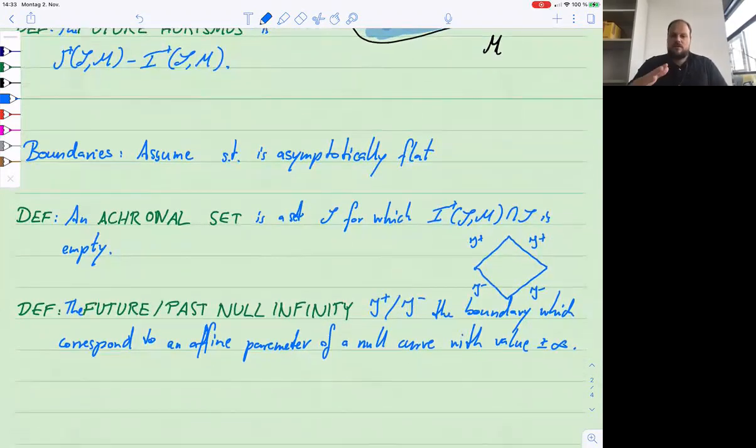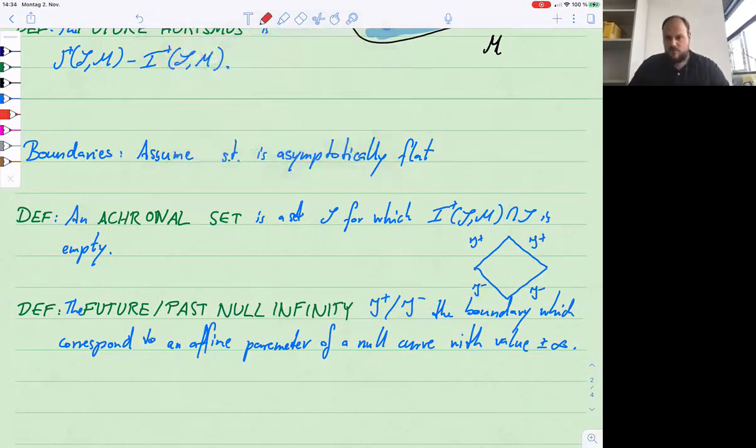Okay, so this set is an acronal set for sure because it's a null surface. Yeah, this is a null surface. So this is an acronal set. We can place an observer and initial conditions there. That's what we usually do. And now we have all the causal structure, which is enough to define the event horizon.